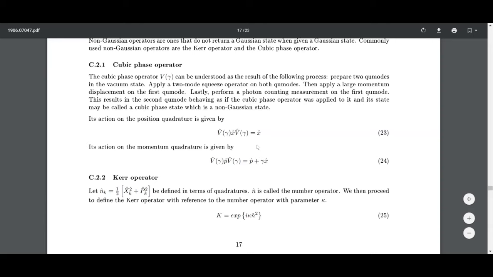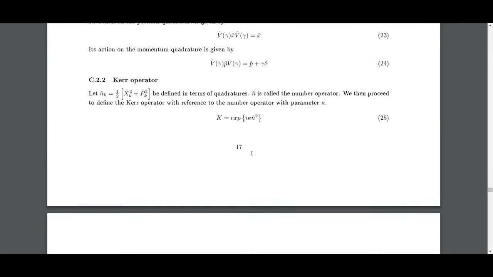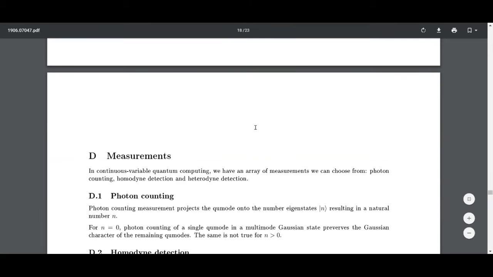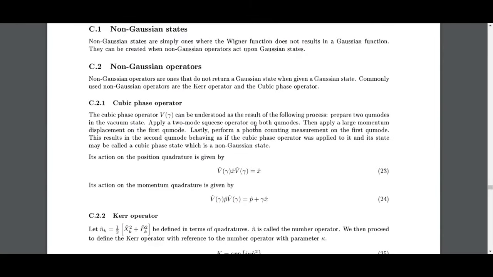It affects position and momentum as well, right? But I don't know. Kerr operator. Let this be defined in terms of the quadratures, and it's called the number operator. N is called the number operator. We then proceed to define the Kerr operator with reference to the number operator with parameter. Whatever. So the non-Gaussian ones, they do weird stuff on your Q modes.